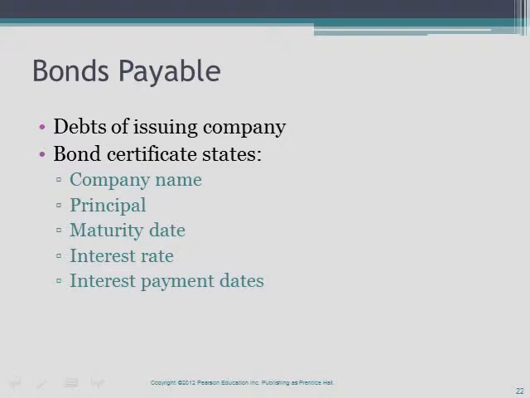Issuing bonds usually requires the services of a security firm to act as the underwriter of the bond issue. The underwriter purchases the bonds from the issuing company and resells them to its clients, or it may sell the bonds on behalf of the company to its clients and earn a commission on the sale.